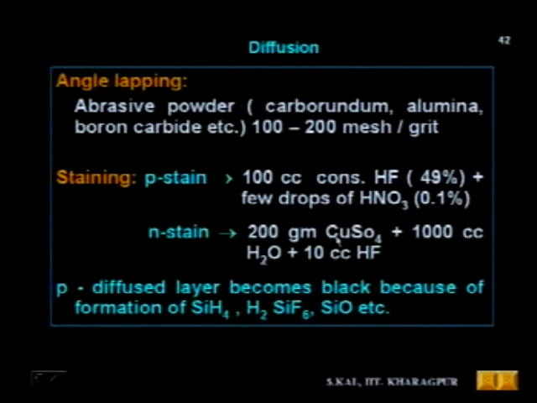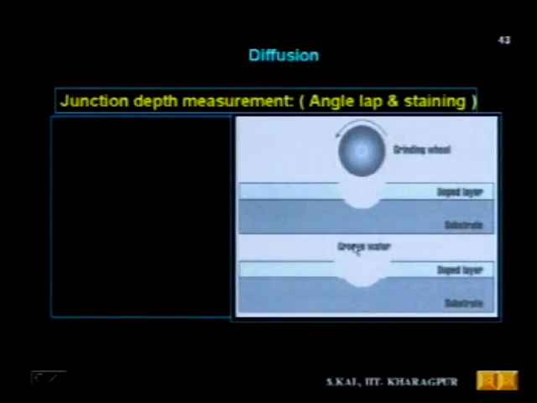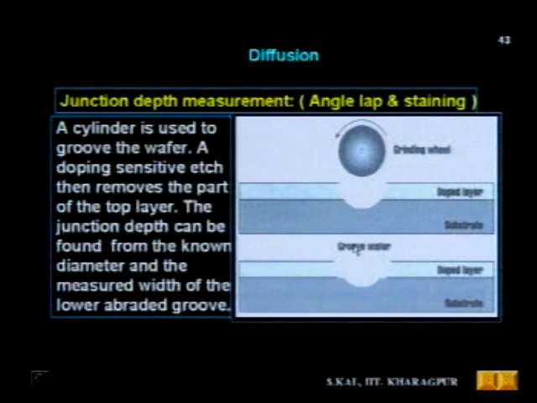Similarly, you can change the color of the N layer by using a stain solution, and that stain solution is formed by 200 grams of copper sulfate and 1 liter of H2O plus 10 cc HF. This solution you mix is known as N stain solution, and the N layer color will change if you use this one. Okay, so this is the angle lap and stain.